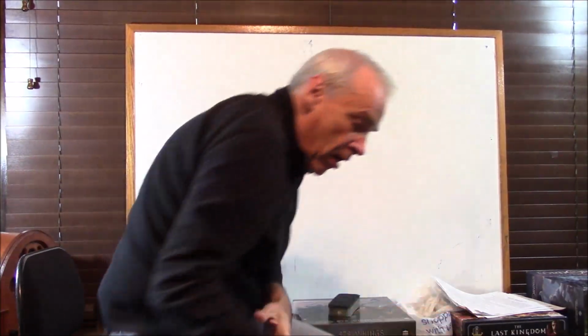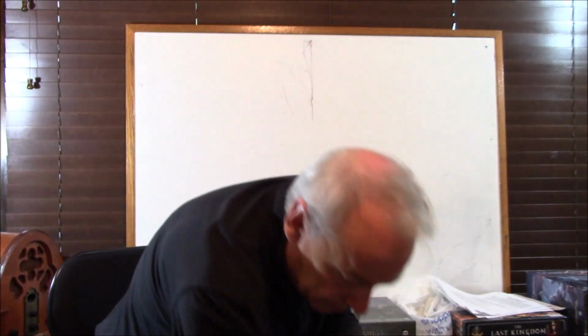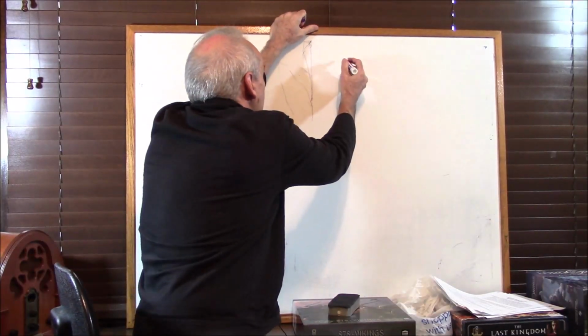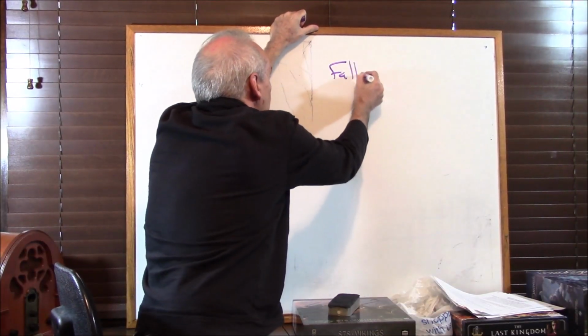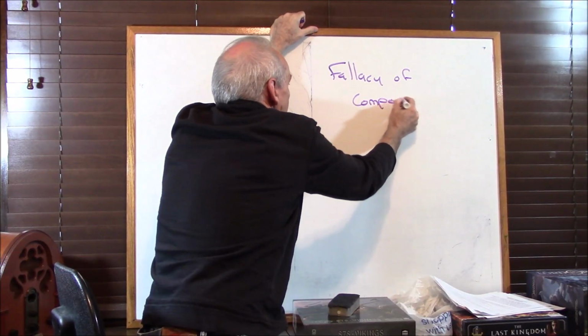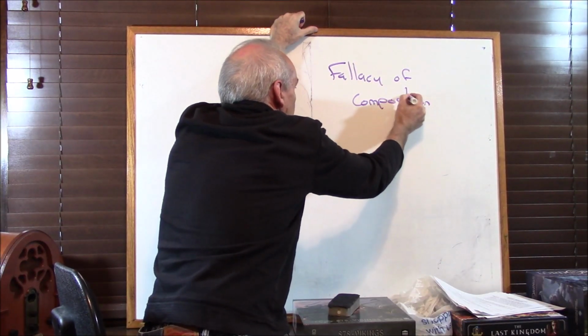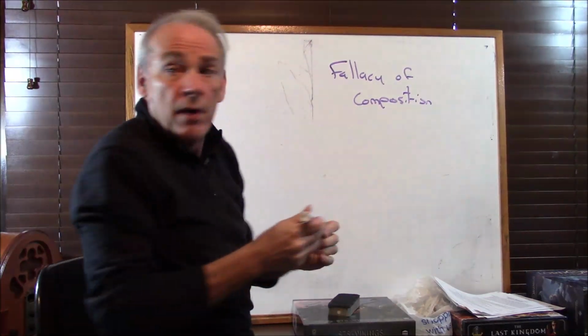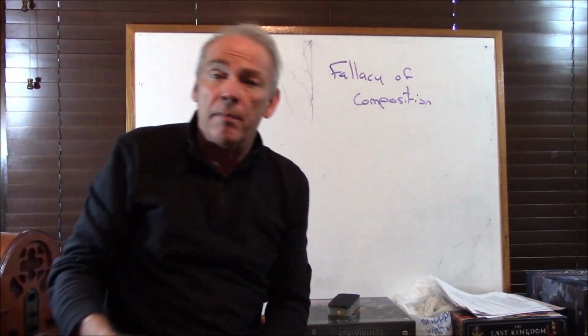And speaking of a way to organize your thoughts, the second topic in your vocabulary handout is fallacy of composition. And write that down here. Fallacy of composition. And that looks legible. All right.